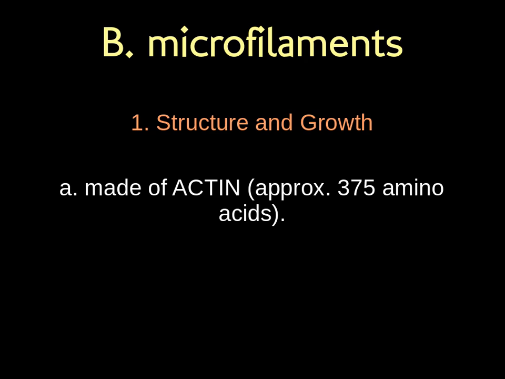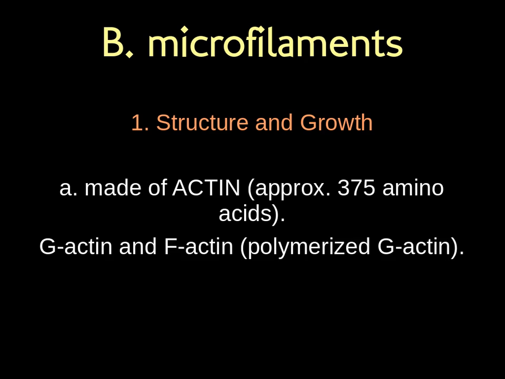So, actin is actually a fairly large protein. It's made up of 375 amino acids, which doesn't make it incredibly large. And we have two different forms of actin. First off, we have G-actin, which is just an individual peptide of actin. But we also have this thing called F-actin, that is the polymerized form of G-actin. So G-actin, the individual thing, and F-actin is the polymerized form.